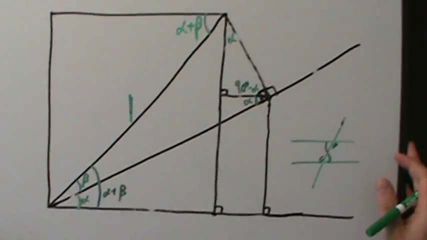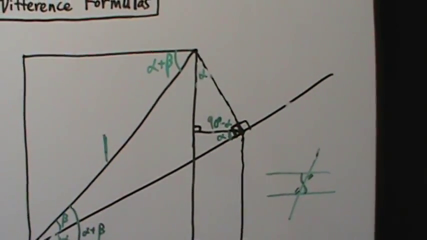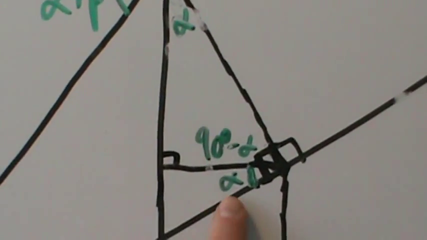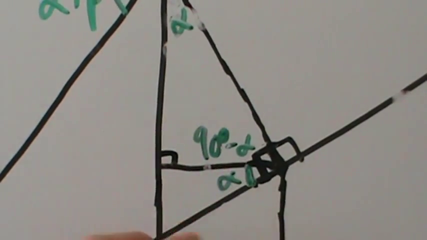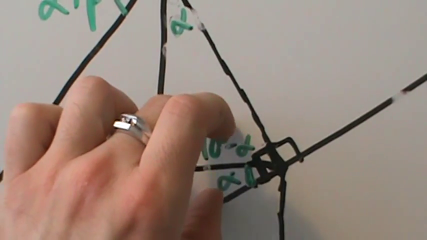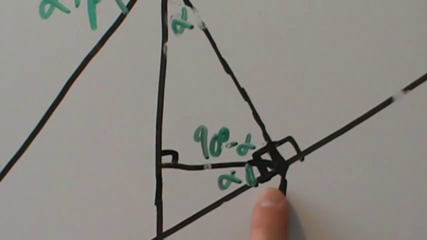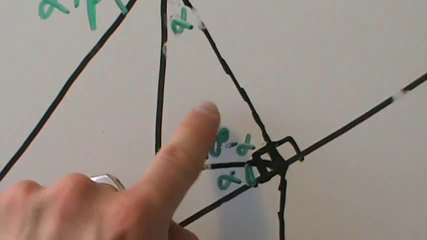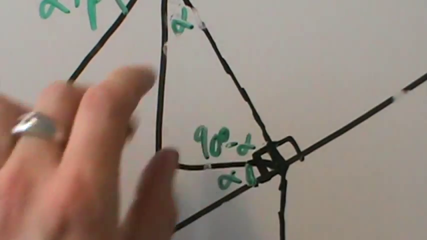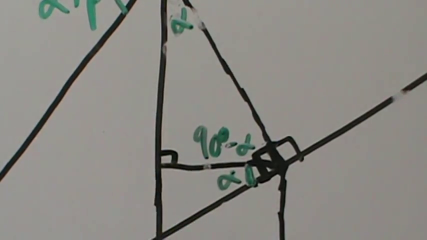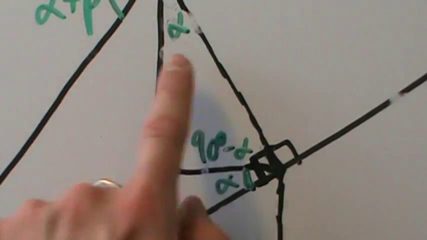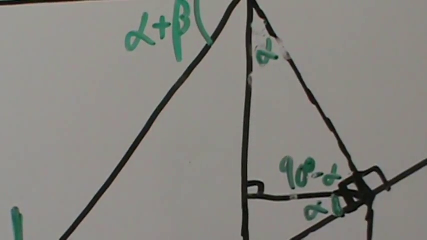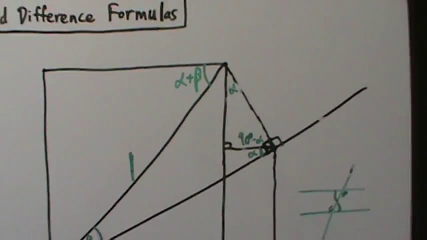Okay. So since this is alpha and this is a 90-degree angle, then this has to be 90 degrees minus alpha, because this and this have to add up to 90 degrees because of this 90-degree angle. Well, now this angle, which we just found out, and this angle must also add up to 90 degrees because of this 90-degree angle. Okay. So since this is 90 degrees minus alpha, the only thing this could possibly be is alpha. All right. So that's great. That's wonderful. Zoom back out.